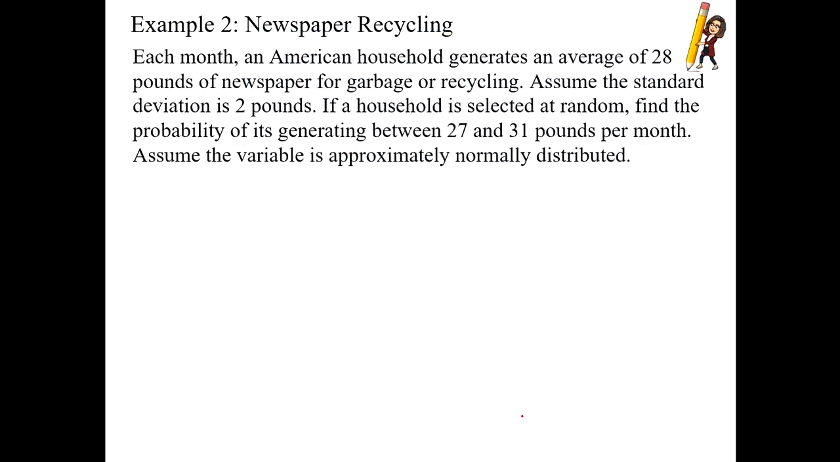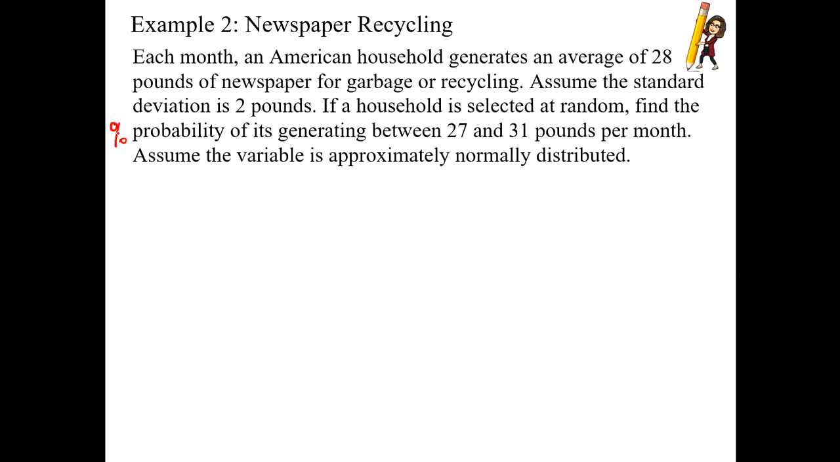Okay, now moving on to number 2. Each month, an American household generates an average of 28 pounds of newspaper and garbage for garbage and recycling. Assume the standard deviation is 2 pounds. If a household is selected at random, find the probability, or percent, whenever they say probability, they mean percent, of its generating between 27 and 31 pounds per month. Assume the variable is approximately normally distributed.